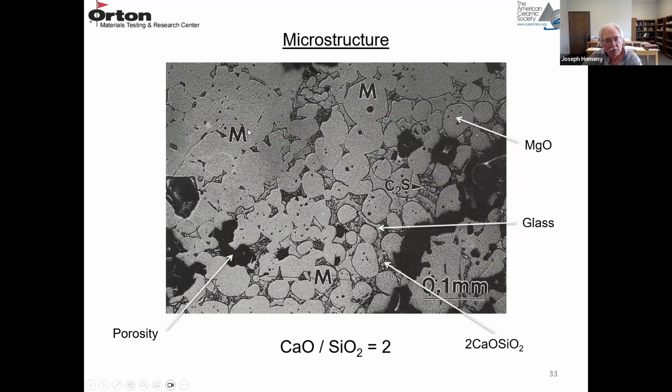So the M's are MgO, the black is porosity, and then there's actually two phases here. This phase that's kind of rough looking, it's a darker gray. That's dicalcium silicate, a desirable high temperature phase. But there's also a little bit of this region, which has about the same color or contrast as the MgO crystals. That's a glassy phase. There's just a little bit of that present also. But the important thing here is there's a lot more direct bonding.